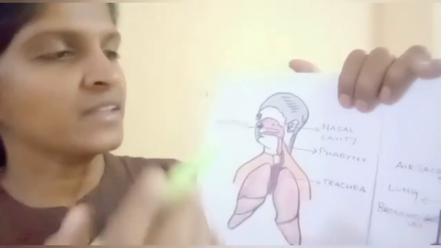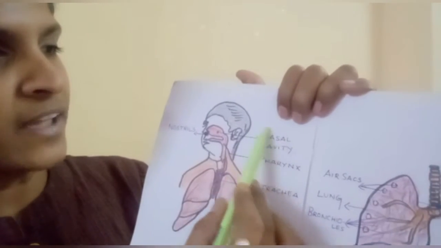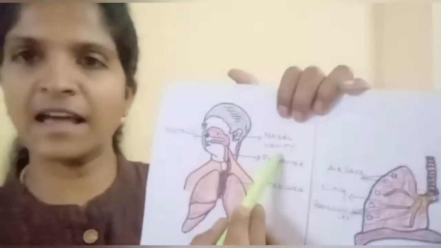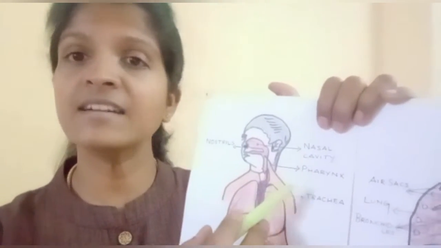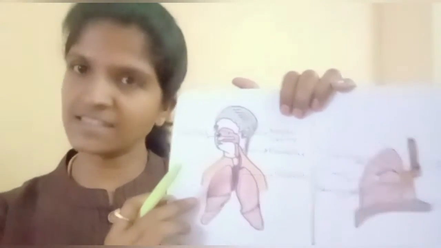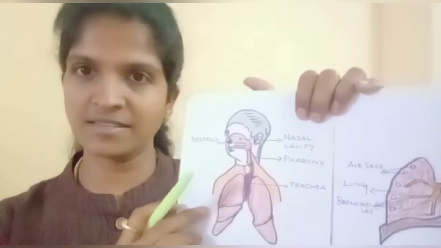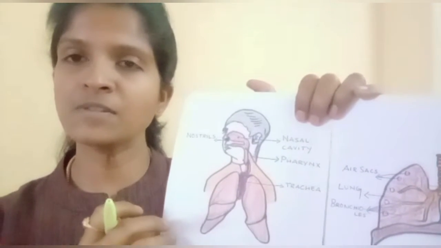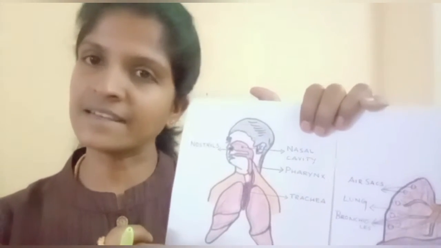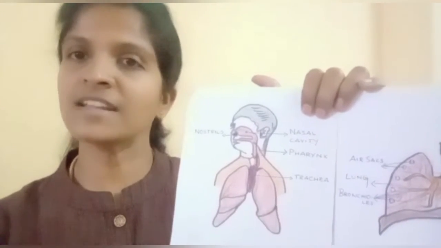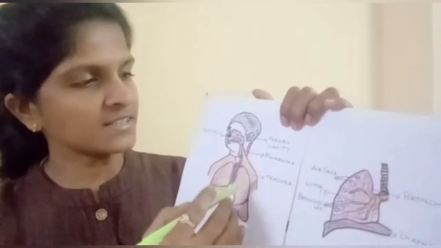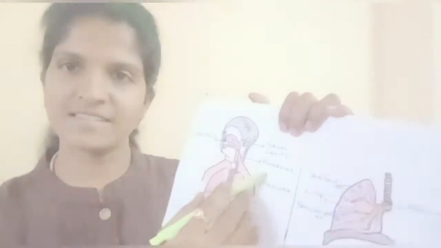Next, let's see what the main function of the nasal cavity is. The nasal cavity has fine hair and a sticky substance called mucus. This mucus helps to prevent the dust and dirt in the outside air from entering the respiratory system. Next, let's see about the pharynx.